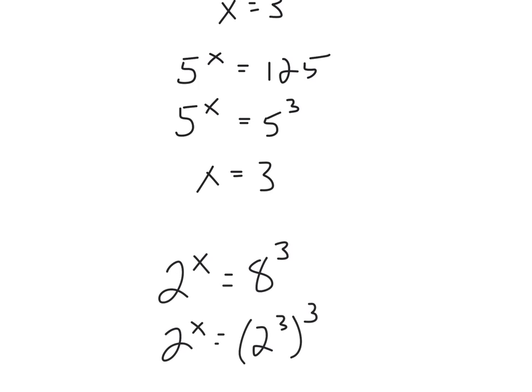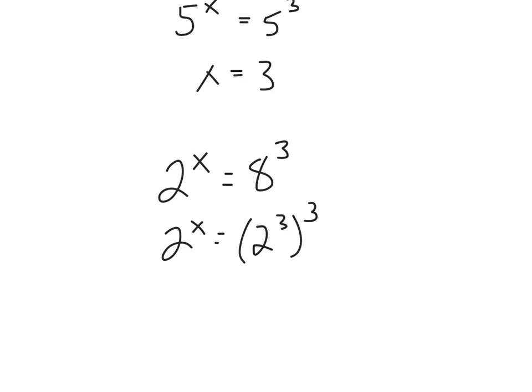And when you have a power raised to a power, we multiply the exponents together. And so we have 2 to the power of x equals 2 to the power of 9, which means that x is equal to 9. Does that make sense? We good? All right, let's try one more.